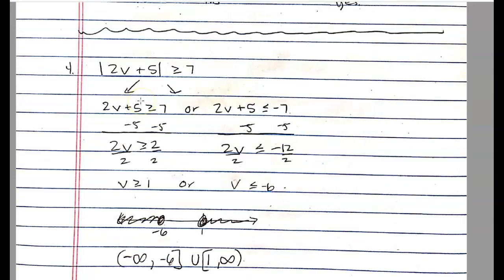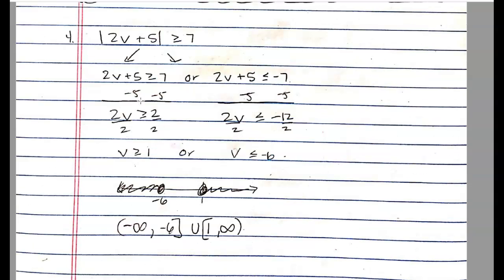Next problem I did is from tonight's homework number 4. And here we have an absolute value inequality. Now, if there was anything added, subtracted, or multiplied, you would have to move those over to the other side before you split this into two inequalities. So on this path, I just dropped the absolute value. So 2v plus 5 is greater than 7.